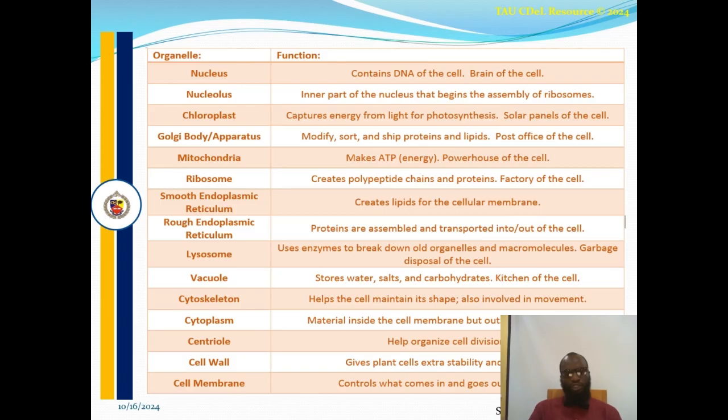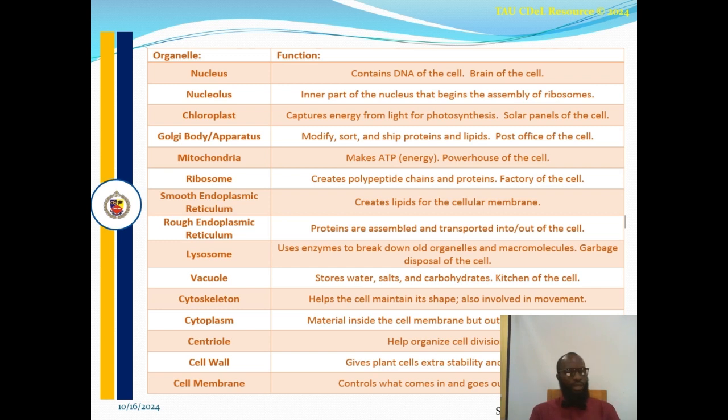This is a table showing the organelles and their major functions. The nucleus contains DNA, and it is regarded as the brain of the cell. Why? Because the genetic information is contained in DNA, and this DNA is housed in the nucleus. The nucleolus is the inner part of the nucleus that begins the assembly of ribosomes.